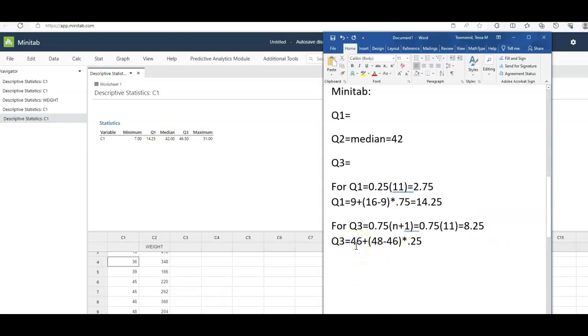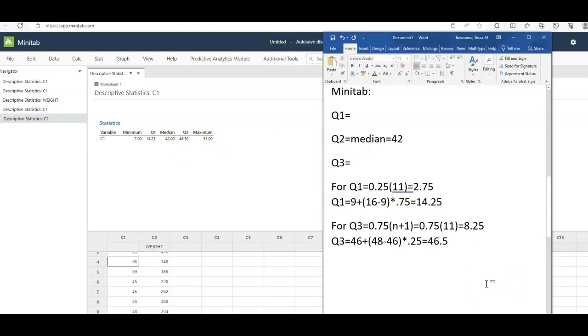So 8th entry, because 8.25 is between 8 and 9, right? 8th entry plus the difference between the 8th and the 9th. So we're adding an increment to that 8th entry. And we're incrementing by that decimal there. And I got 46.5 when I did that, which is where Minitab got that 46.5.